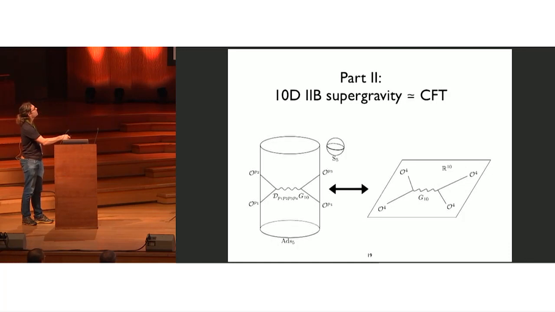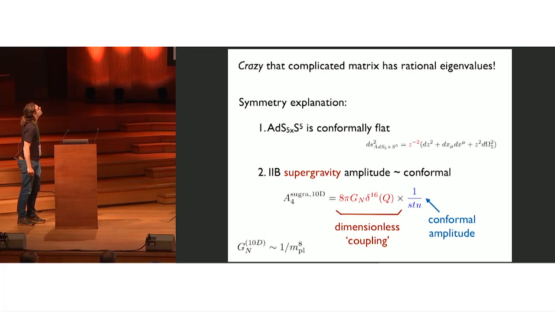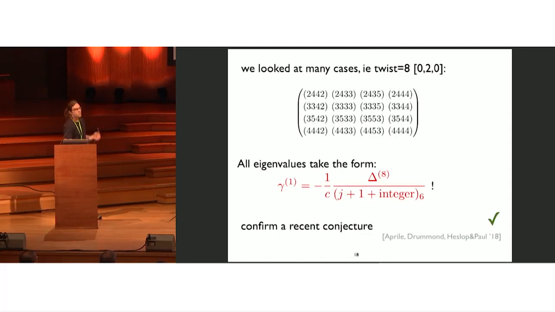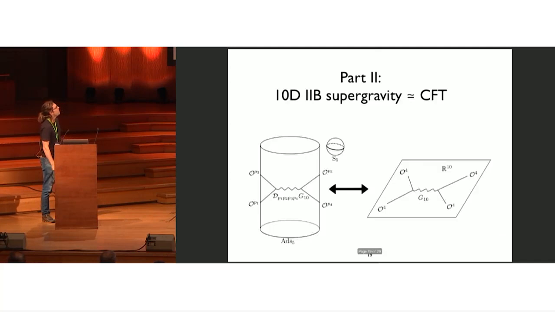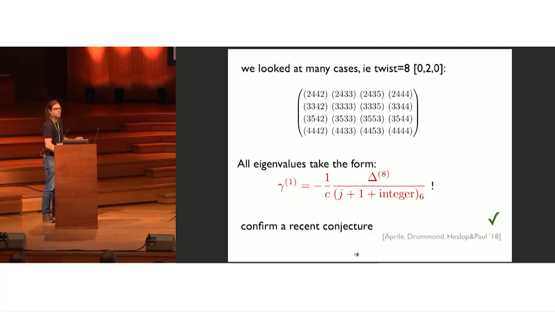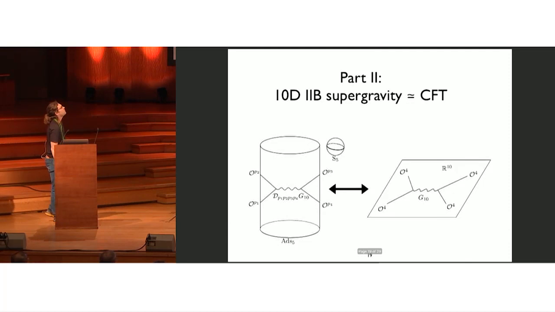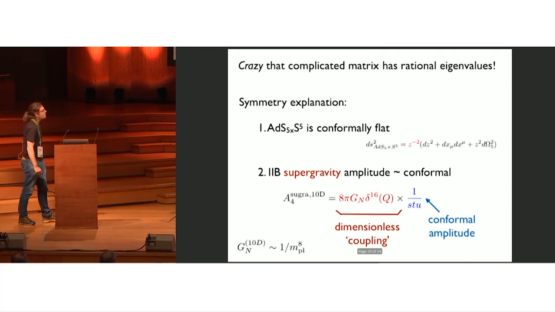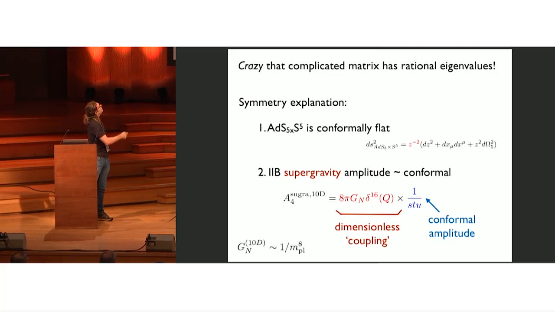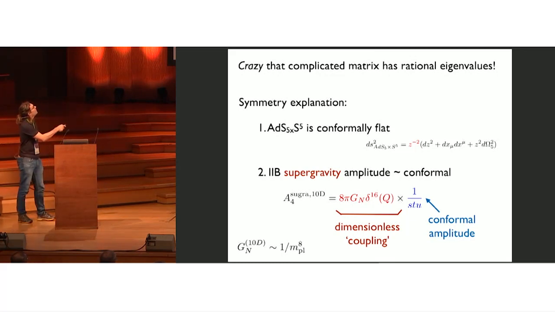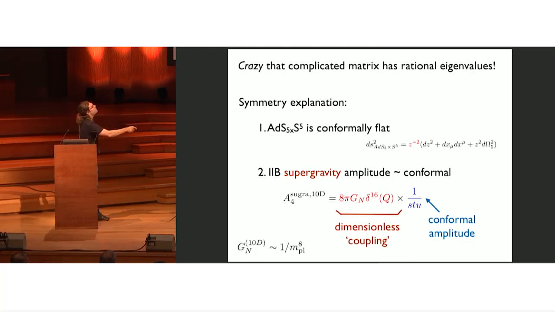So effectively, you can replace AdS5xS5 by flat space and get the answer. So here's the proposed symmetry explanation. If a matrix like that gives you rational eigenvalues, it has to be that there's some group theory explanation, that this matrix is just building up some Clebsch-Gordan coefficients of some group. So here's the symmetry explanation. As mentioned in my first slide, AdS5xS5 is conformally flat. You can very easily see this in Poincaré coordinates.